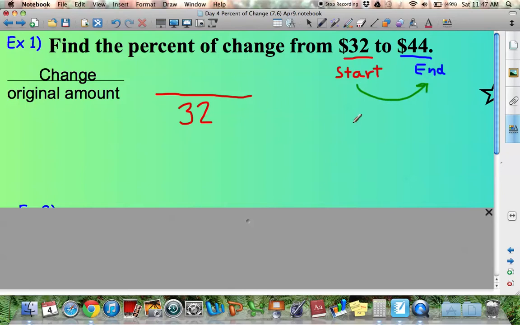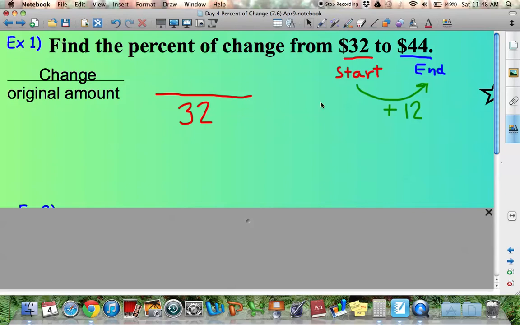You can do this mentally, or I will give you a more concrete way to do it in about 2 seconds. What I mean mentally is you're looking to see how much the money, or whatever we're looking at, has gone up or down, right? The change. So to go from $32 to $44, that's definitely going up, more money. And I can personally do this in my head. I know that 32 plus 10 is 42, add 2 more. This has gone up $12. So that would be my change.